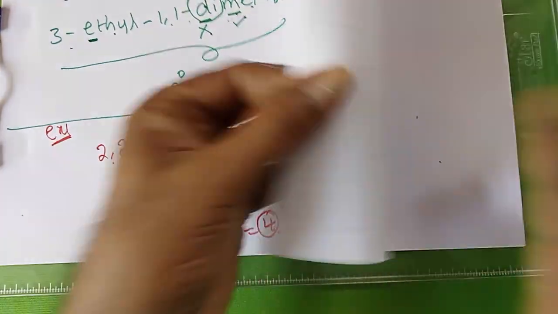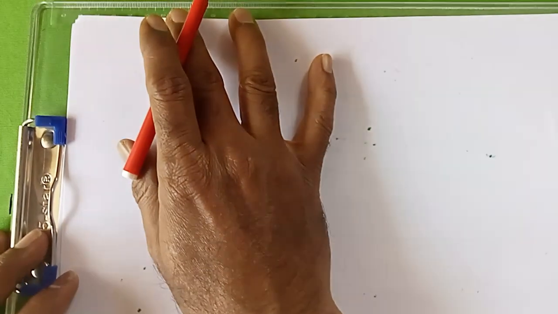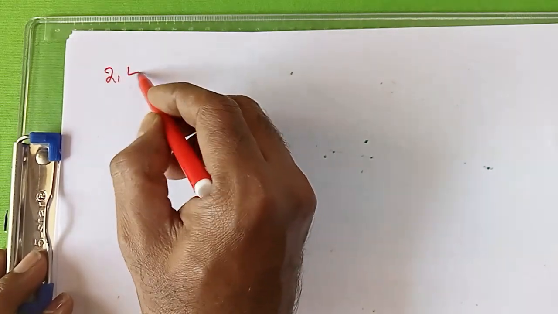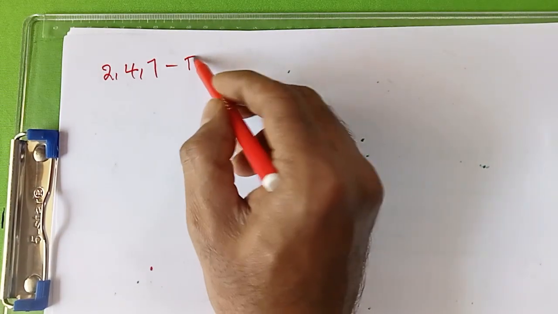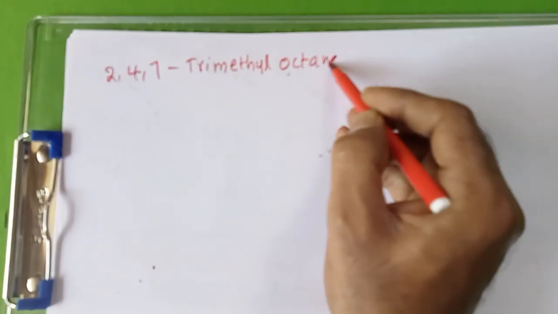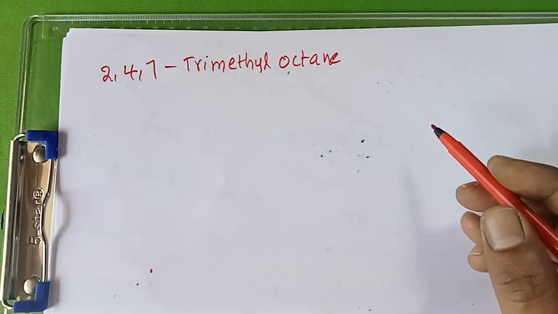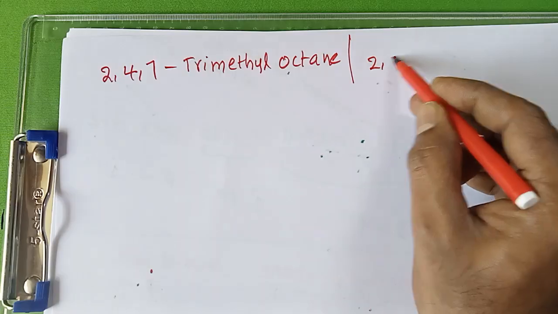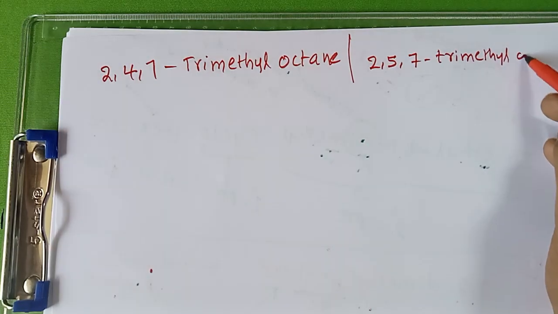Next example in the NCERT. Here also, which name is correct, which is incorrect? One name is 2,4,7-trimethyloctane. Another name is 2,5,7-trimethyloctane.